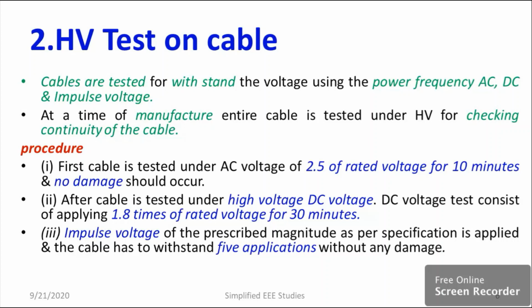Make sure that your test will be successful. For all 3 cases, your test object should survive. Only then can we say that the HV test is passed on that cable and you can use it for any application. These are the 3 procedures which come under the HV test. So make sure that for these 3 steps, nothing happens to that particular material.